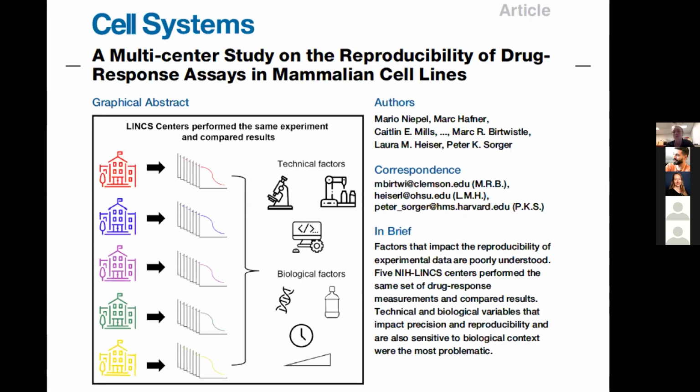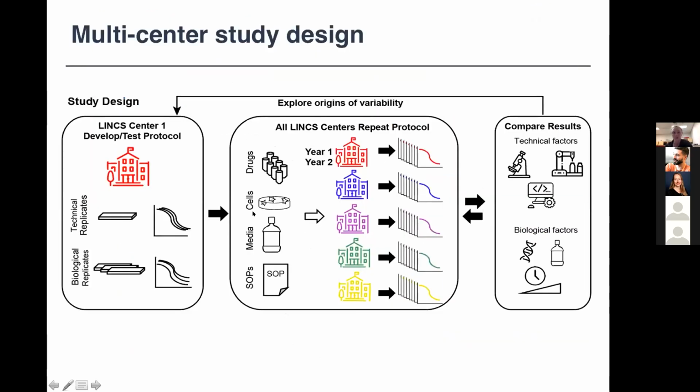And so what we did is we took one cell line, shipped aliquots of it to all the different LINCS centers, shipped aliquots of the same drugs to all the different LINCS centers, as well as the protocol, and each center collected what was intended to be the same dose response data. That's essentially what's outlined here. We developed the protocol and collected several data sets. All the other LINCS centers collected data sets as well. And then we looked at some of the factors that contribute to reproducibility or a lack thereof.